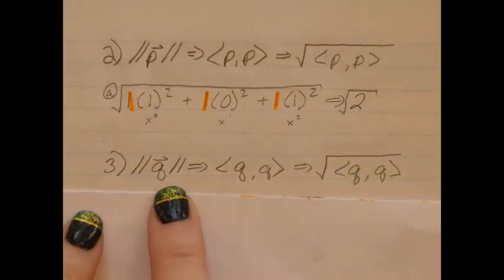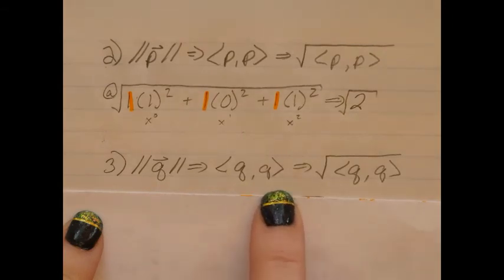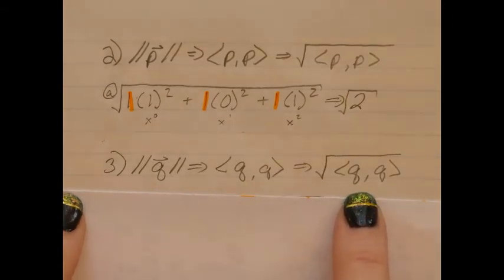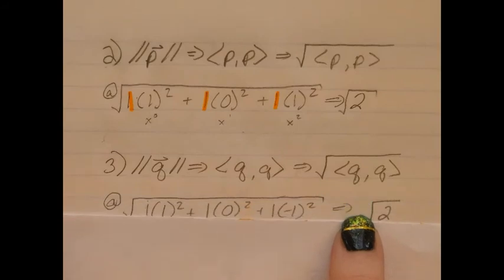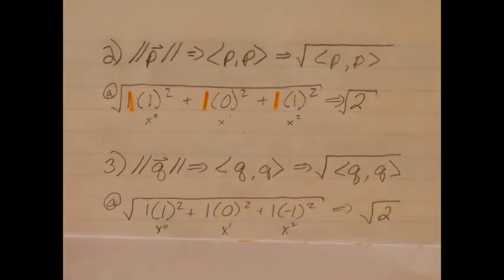Next in line is the length of q, which is really the square root of q dot q. And again, we have our x to the 0, x to the 1, and x to the 2 coefficients from q, and these are from the formula they gave us for P2. Squaring everybody, adding like terms, we end up getting the square root of 2.